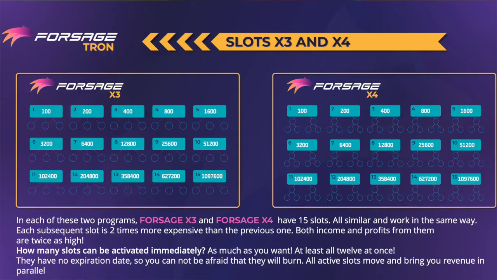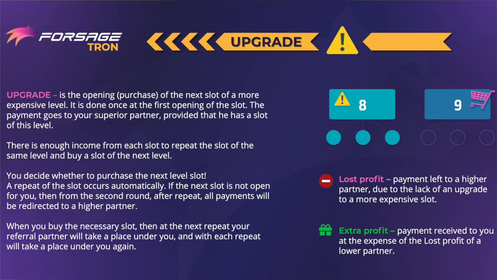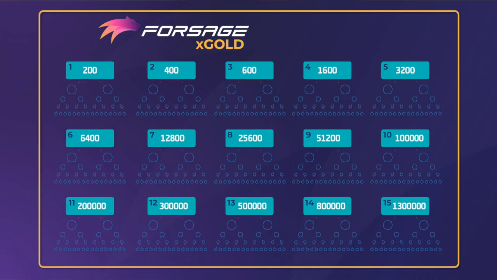Likewise, as in programs X3 and X4, there is a motivation to upgrade slots for your structure. After completing the circle, you need to activate the next slot in order not to miss payments from the previous one. Due to the fact that the same rule works for your entire structure, the movement will be constant. After slot 15, no further upgrades are needed, and the circle will continue to move, bringing constant income.